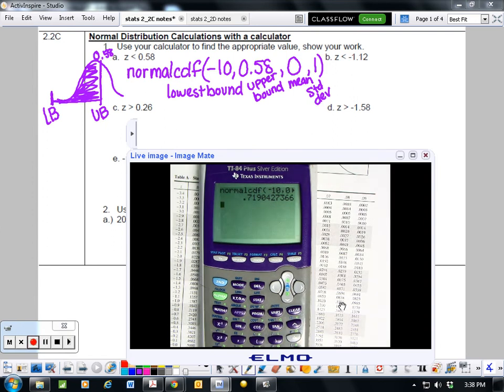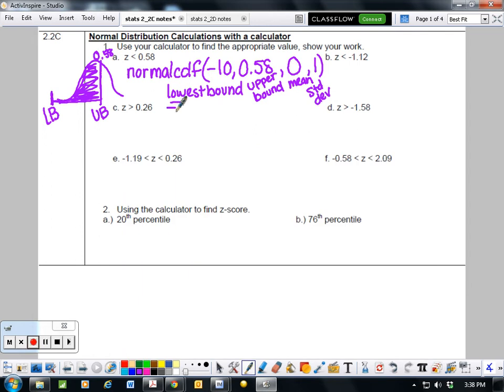And so up here, I can actually say that this is equal to 0.7190. Now, it is your choice if you write it as a proportion or a percentage. But if you change it into a percentage and you make a mistake, you will get points taken off. So I tend to leave it as a proportion just because it's easier for me that way.